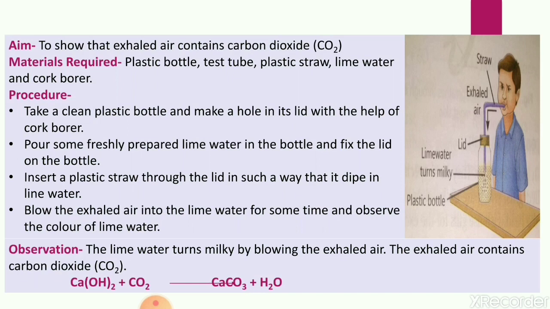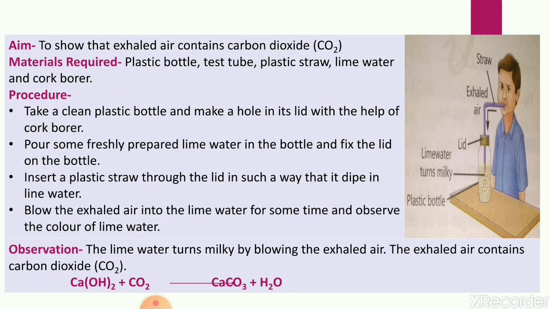For this we need one plastic bottle, a test tube, a plastic straw, lime water, which we know is calcium hydroxide, we have already studied about lime water, and a cork borer. A cork borer is a metal tool which is normally found in chemistry and biology labs, and it is used for cutting a hole in cork or a rubber stopper to insert any glass tube.